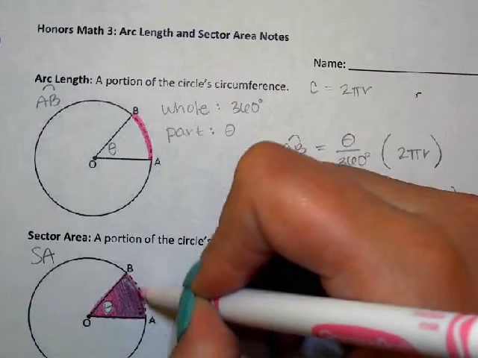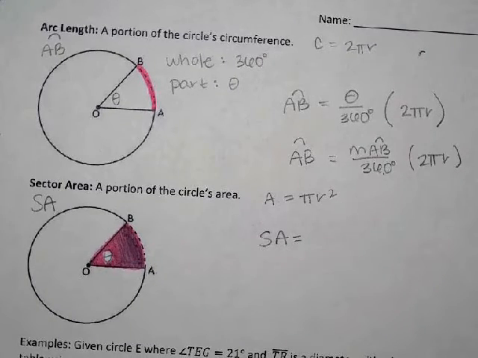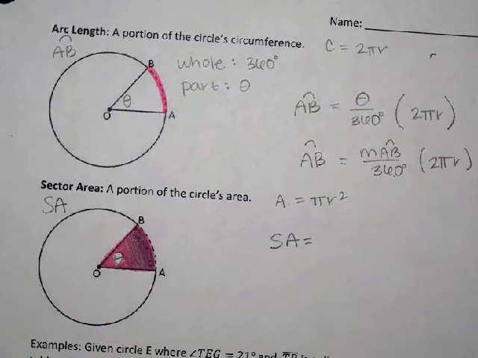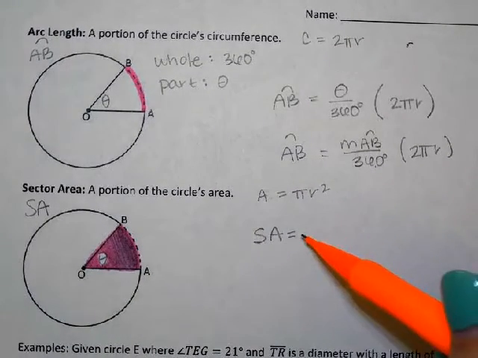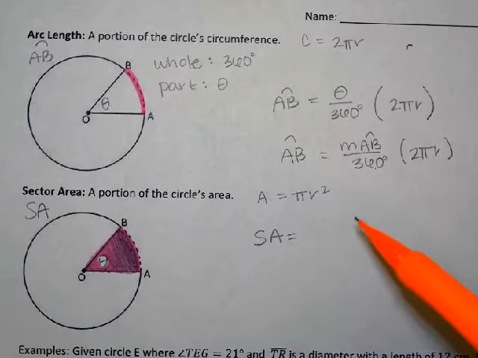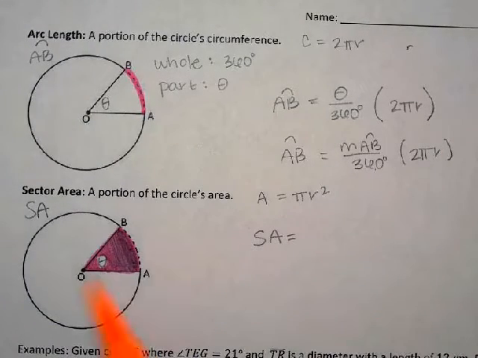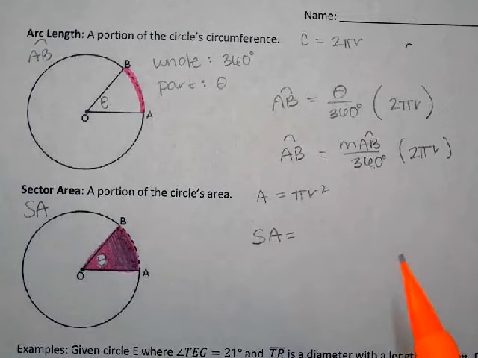Okay, so that's the difference between the two formulas. One is finding the length right here, and then the other is finding the area. So if we were to write the formula for the sector area, how do you guys think we would write the formula? We call this theta. So how would I say it? What would I write for my formula?